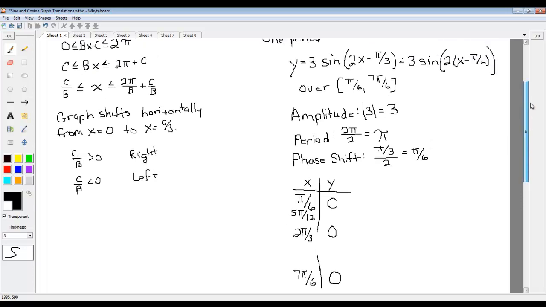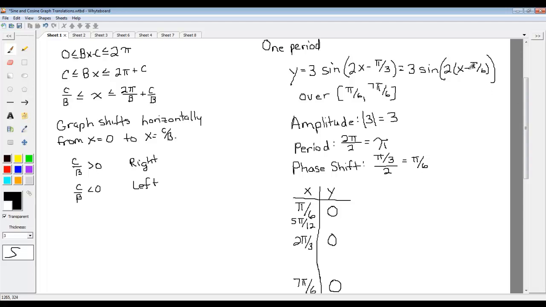If we put 5 pi over 12 in there, 5 pi over 12 minus 2 pi over 12 is 3 pi over 12, or pi over 4, times 2 is pi over 2. The sine of pi over 2 is 1. 1 times 3 is 3. And if we go halfway between 2 pi over 3 and 7 pi over 6, we get 11 pi over 12.